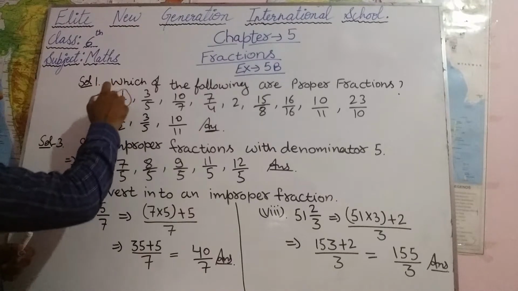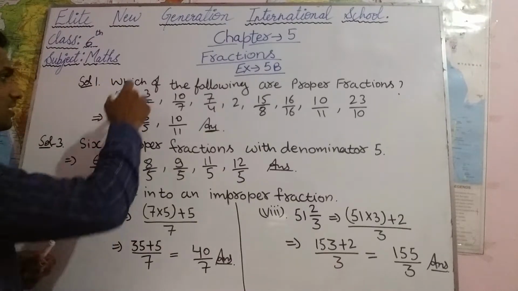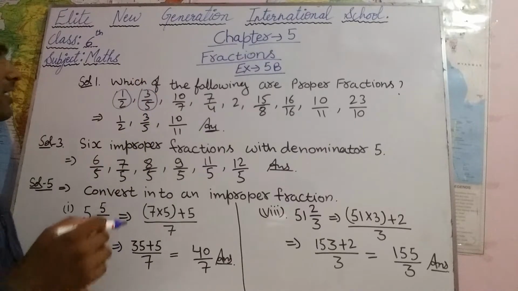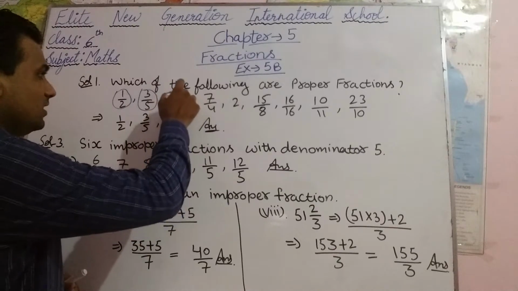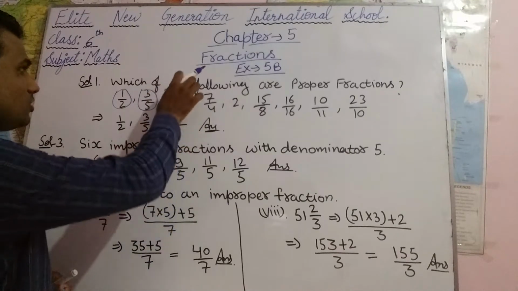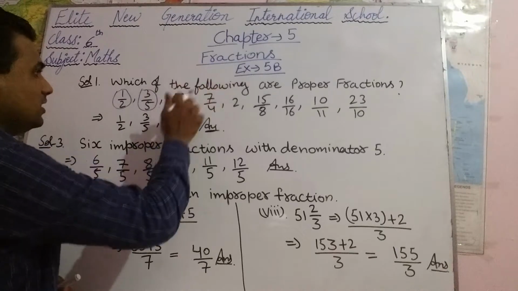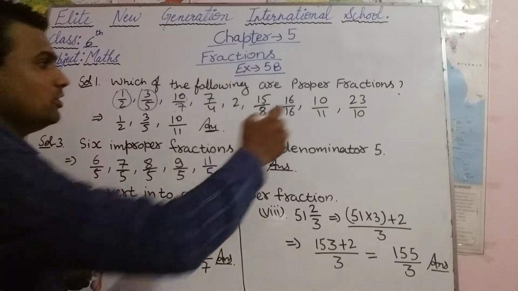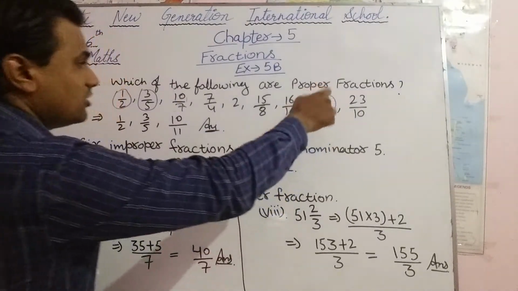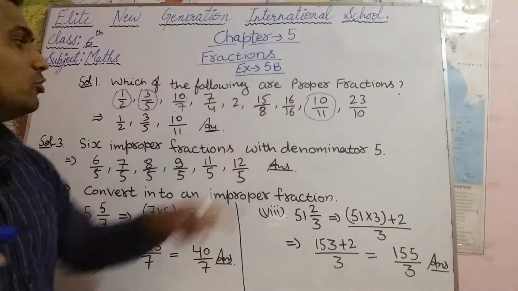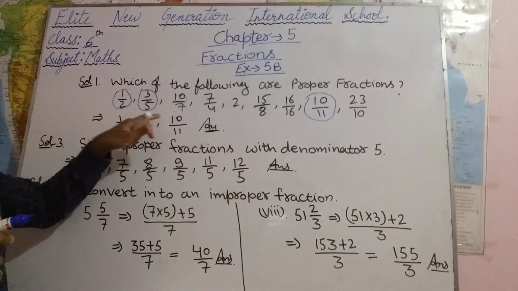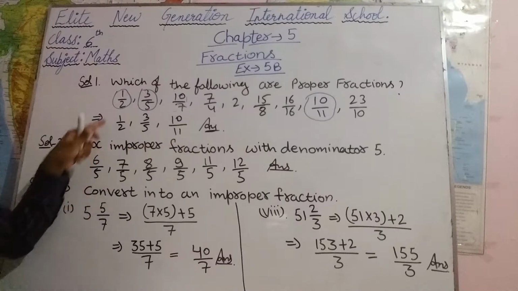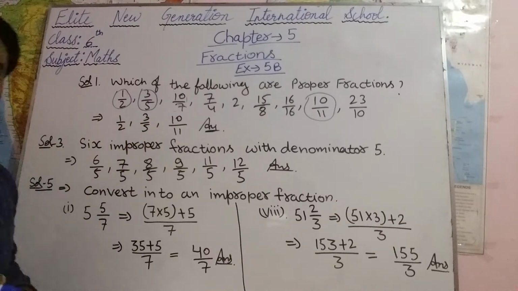So here 1 upon 2, the numerator is lesser than the denominator. 3 upon 5, here also the numerator is lesser than the denominator. And 10 upon 7, here also, no, in this it will not, here 10 is greater, but we have to find the numerator that should be smaller. So here we can see the numerator is smaller than the denominator. So 10 upon 11. So 1 upon 2, 3 upon 5 and 10 upon 11, they will be proper fractions. So the answer will be 1 upon 2, 3 upon 5 and 10 upon 11.